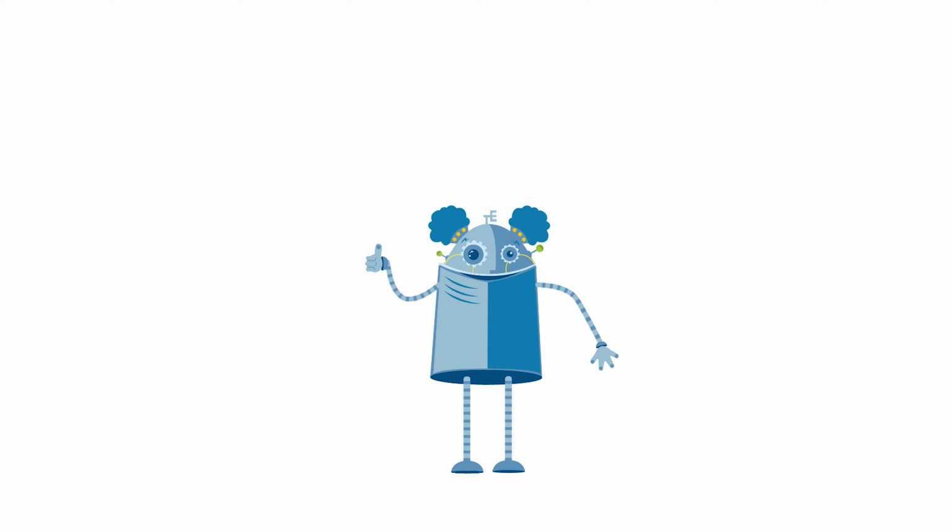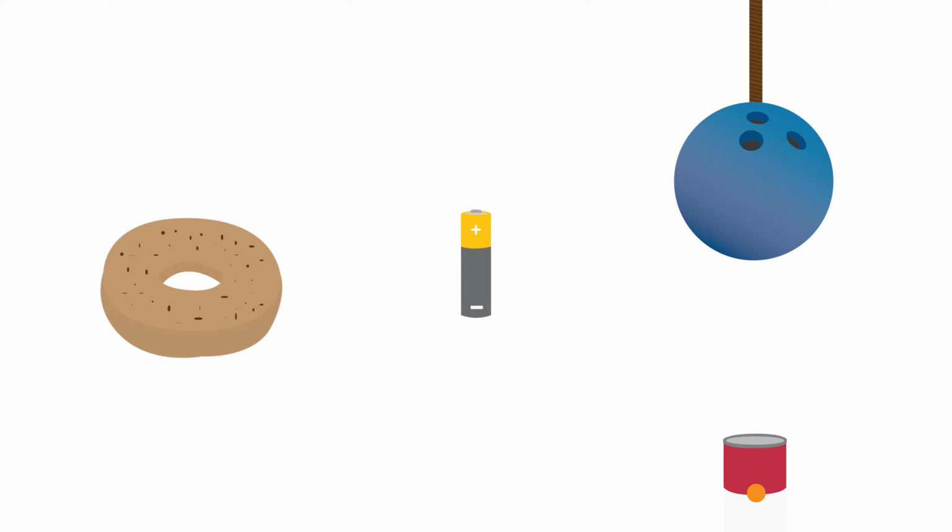Today, we are going to learn about potential and kinetic energy. Before you lies a bagel, a battery, and a bowling ball, high above the ground. What could these objects have in common? One similarity is that they all contain energy.